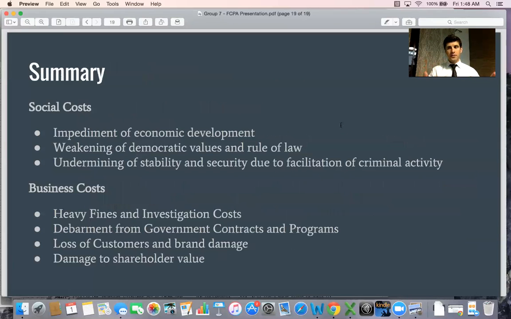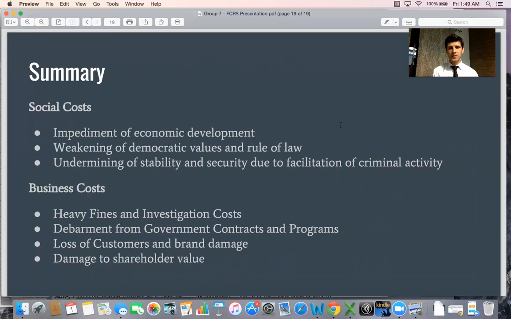So overall, this was our presentation. Just to summarize some of the big points: bribery and corruption have major social and business costs. The social costs are the impediment of economic development and growth, the weakening of democratic values and the rule of law, and the undermining of stability and security, because these actions facilitate criminal activities. So they're not good for stability and security.